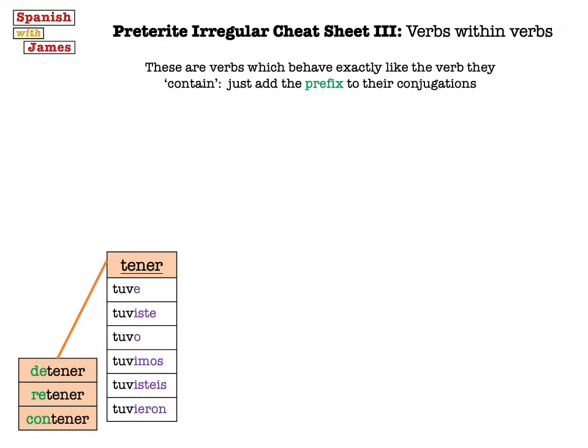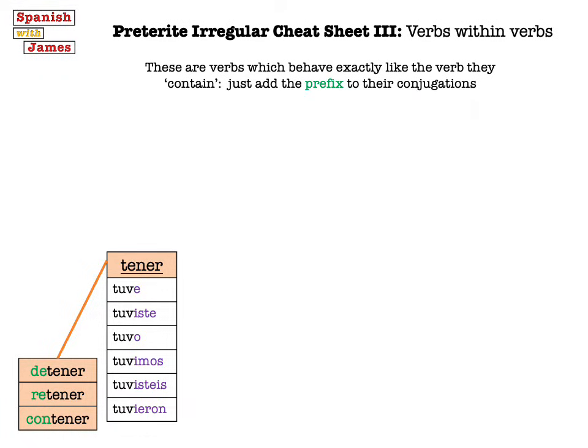So basically, the prefix is the bit that I've highlighted in green. You just need to add that to the conjugations of tener, and you've got the conjugations for those other verbs. So the police detained the criminal, la policía detuvo al criminal. I retained the information, yo retuve la información. They contained the virus, ellos contuvieron el virus. So you see, you just need to add that green bit, just need to add the prefix to the conjugations from tener, and you've got 3 more verbs in your arsenal of verbs that you can use in the preterite tense.